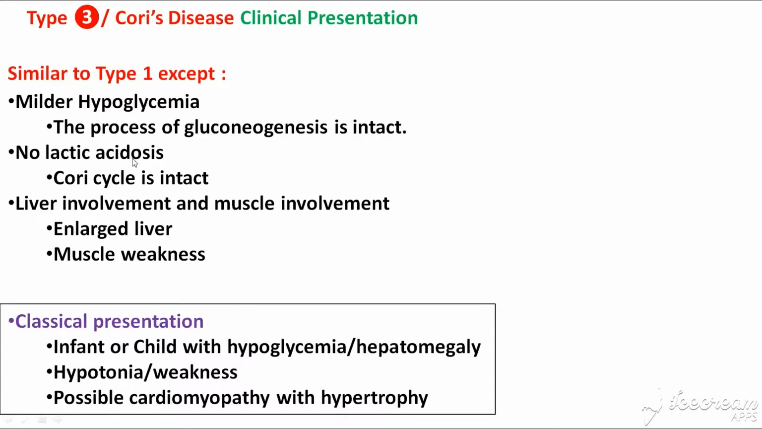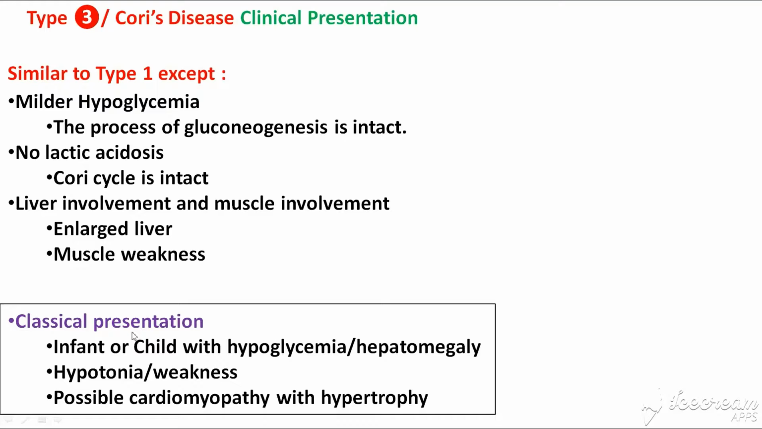There's going to be no lactic acidosis, and the reason for that is that the Cori cycle is still going to be intact. Liver involvement, there's going to be liver and muscle involvement. So there's going to be an enlarged liver, and there's also going to be muscle weakness. Now remember that we said in type 1 glycogen storage disease, it's only going to be liver involvement. In type 2 glycogen storage disease, it's only going to be muscular involvement, but in type 3, it's going to be a combination of both.